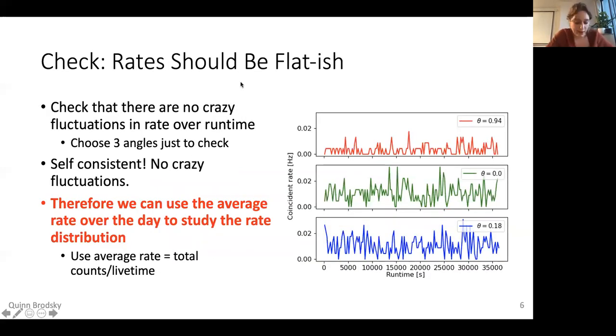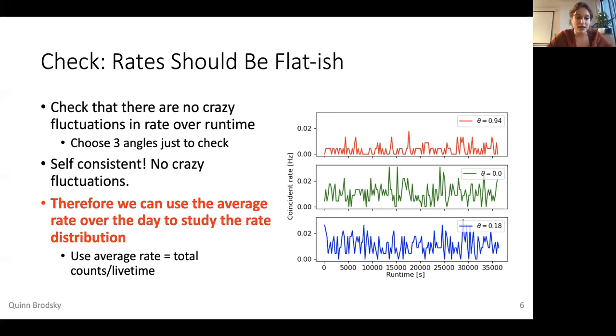So to perform a quick sanity check, let's see if the rates are roughly flat as we collect data. To do this, I took the binned rate data in bins of 240 seconds, and then I plotted it over the total runtime. As you see here, there are fluctuations, but they roughly stay at about the same rate on average. So we can see that the distribution does not fluctuate unreasonably from the average rate, which is a nice sanity check. This means that we're allowed to use the average value of the rates throughout the entire day to test the angular distribution for each angle.